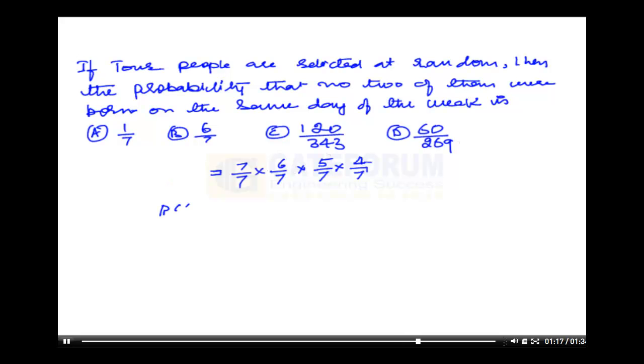Hence, the required probability, that is the probability of the event where no 2 persons are born on the same day, by simplifying, you get 120 by 343, that is, the answer is C.